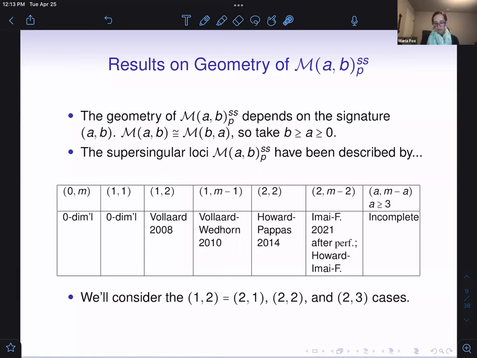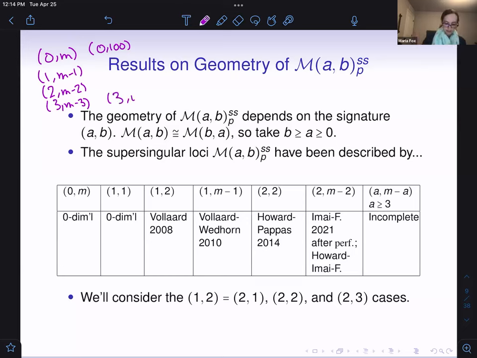Signature (2,2) was studied by Howard and Pappas in 2014. Signature (2,m−2) was studied in 2021 after applying the perfection operator to this. And removing that assumption is current work in progress. Beyond that, as far as I know, there are very incomplete results. Something I want to point out is that the problem becomes more difficult as a increases. The simplest of these Shimura varieties are the signature (0,m). The next simplest are (1,m−1). After that are (2,m−2), (3,m−3), et cetera. So signature (0,100), for example, results in a much simpler, zero-dimensional moduli space versus something like signature (3,4). That's how to think about the complexity here.